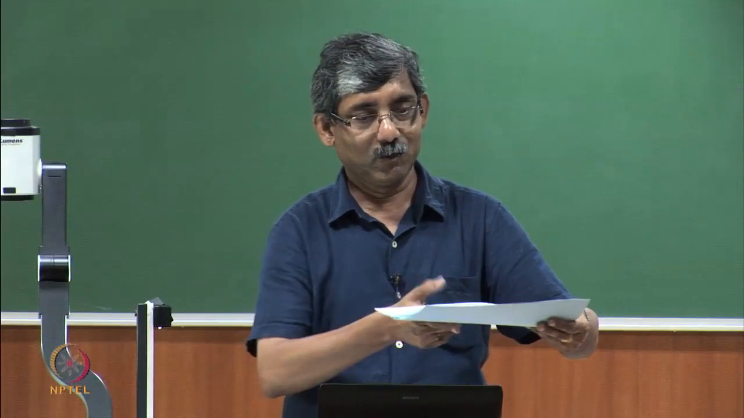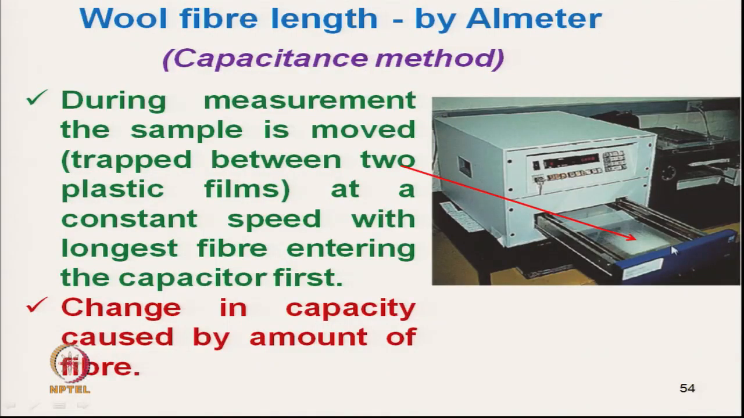So, this polythene sheet, the top and bottom along with the fibers, will be placed inside the machine. It will be scanned, and this is the scan. We can see the picture here. This is the fiber draw, trapped between two transparent plastic films. We can see the fiber. This is the total draw. During measurement, the sample, trapped between two plastic films, is moved at a constant speed with the longest fiber at the tip. The longest fiber penetrates inside the capacitance zone first, so the longest fiber enters the capacitor first.